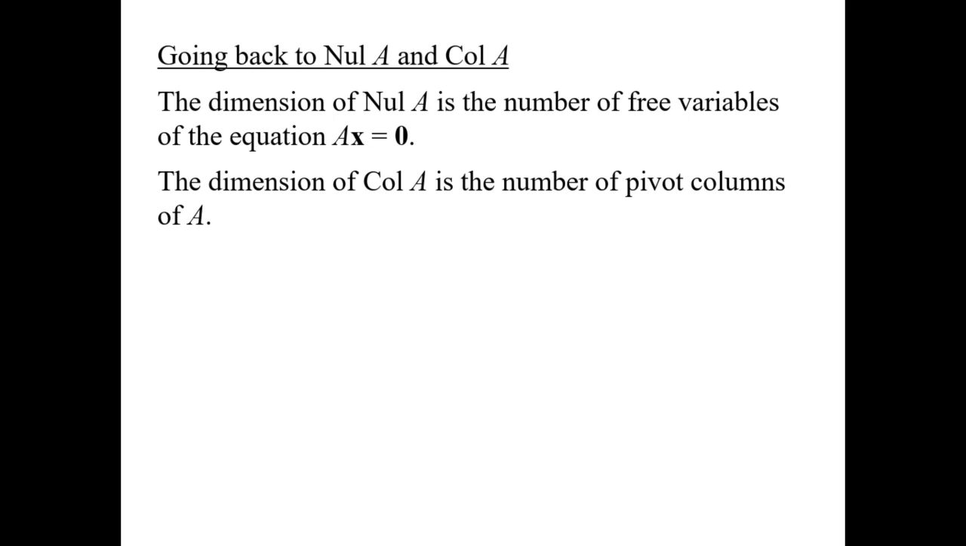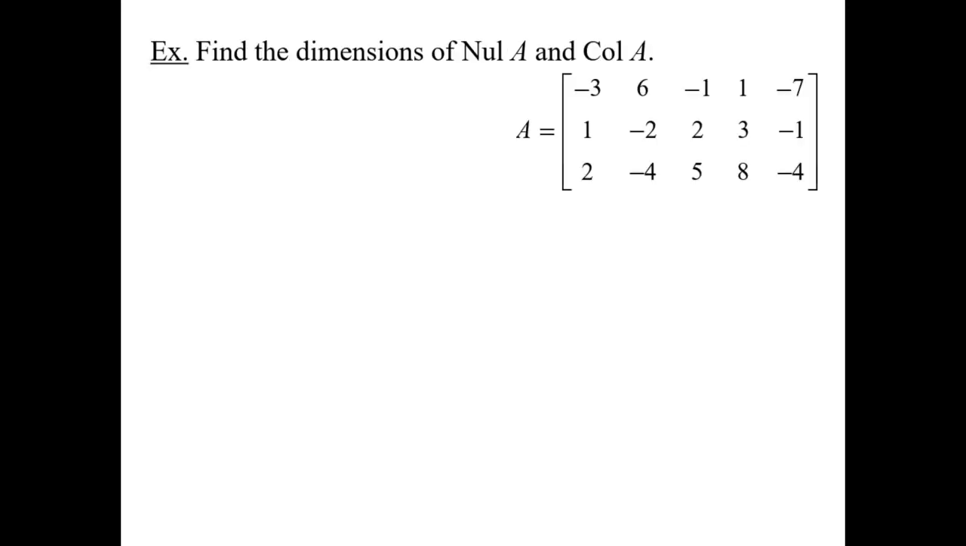And again, this is basically the same as we talked about last class. So let's find the dimensions of the null space of A and the column space of A. Please notice we are not actually asking you to find the bases. We definitely talked about that last class. But let's reduce this. I'm going to start by switching the first and second rows. I just kind of like having the 1 there. So 1, -2, 2, 3, -1, -3, 6, -1, 1, -7, and 2, -4, 5, 8, -4.